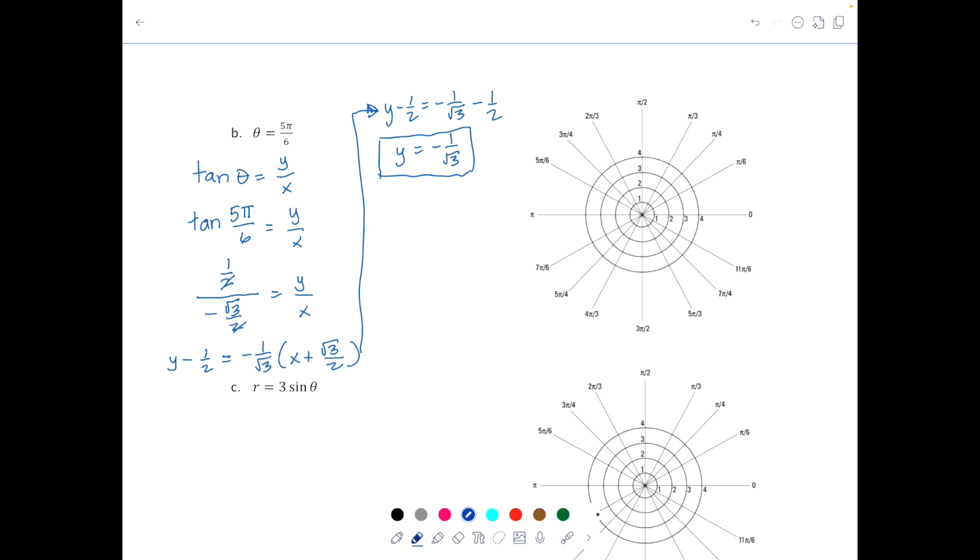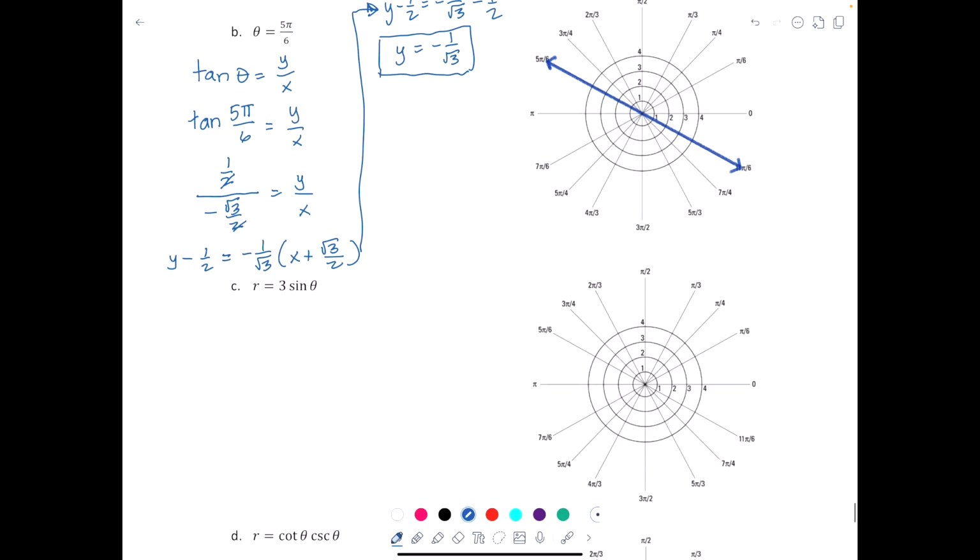So when I take a look at that, the easy way to graph it is going to be using the fact that theta is always 5 pi over 6. Something useful to look at is that if theta is always 5 pi over 6, isn't it also going to be 11 pi over 6? So we just get a line that crosses through the pole when we have just the angle equals something. Okay, so next up we have r equals 3 sine theta.